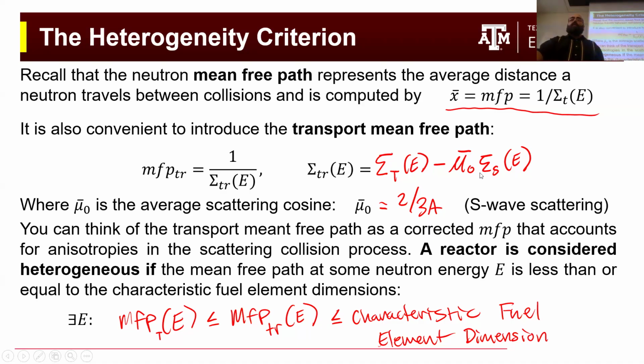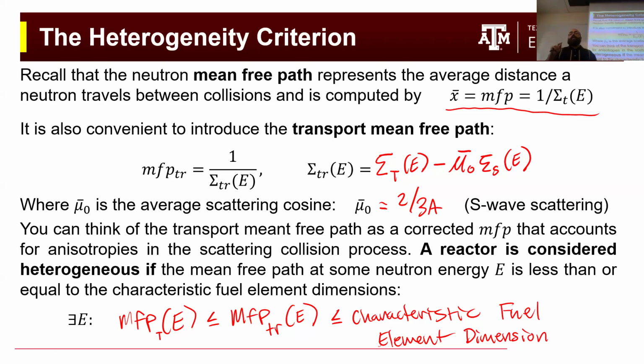So if mu zero bar is 0, then the transport cross section is equal to the total cross section, and then their mean free paths are the same. But if mu zero bar is non-zero, then the transport cross section is going to be a little less than the total because you're subtracting this thing off. And the mean free path is 1 over that quantity. Therefore, the mean free path for transport is always going to be bigger than the mean free path for total interactions.